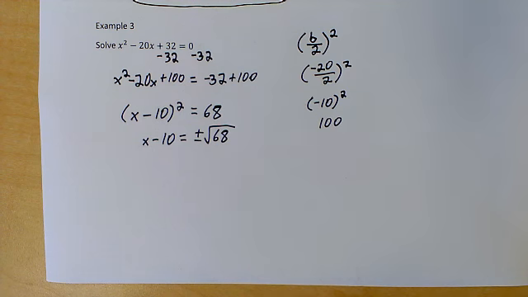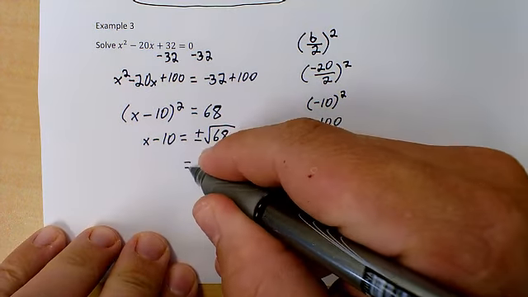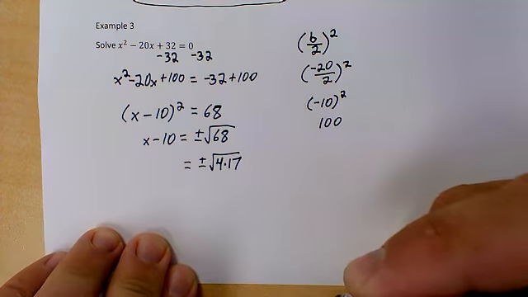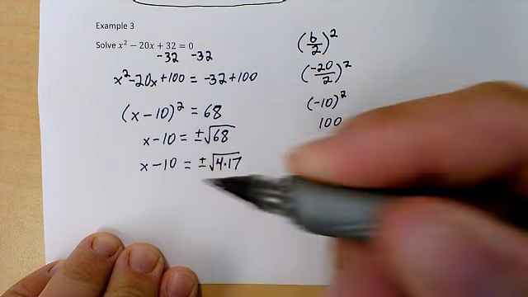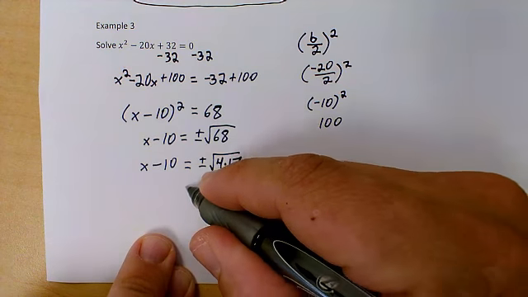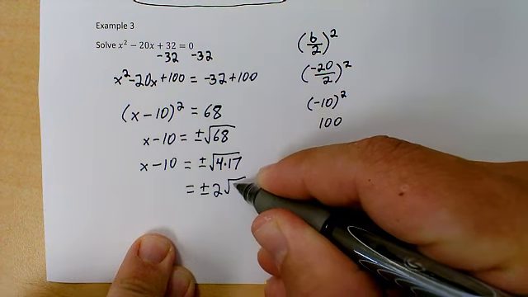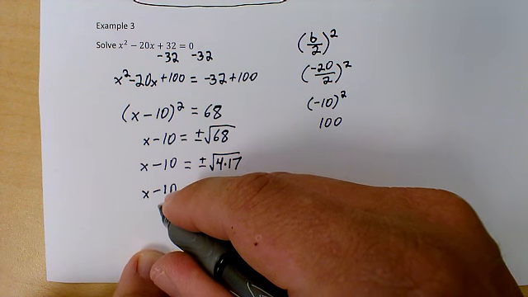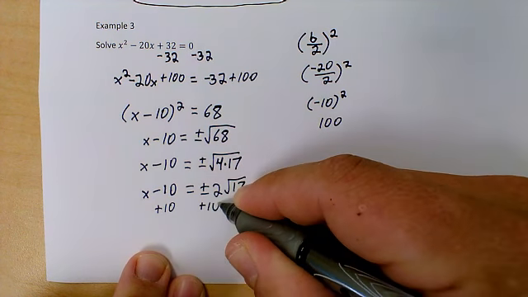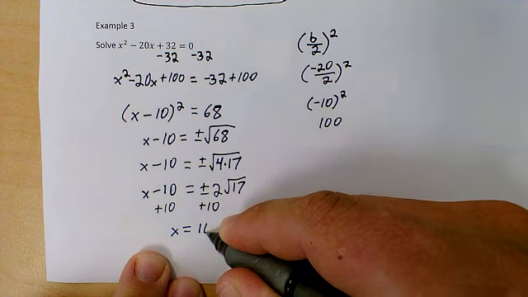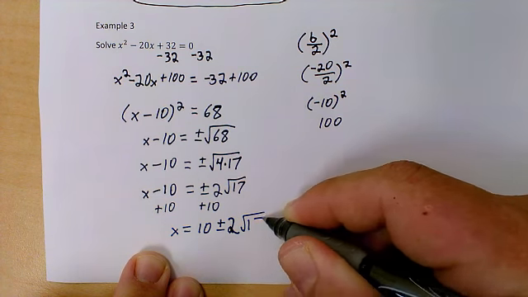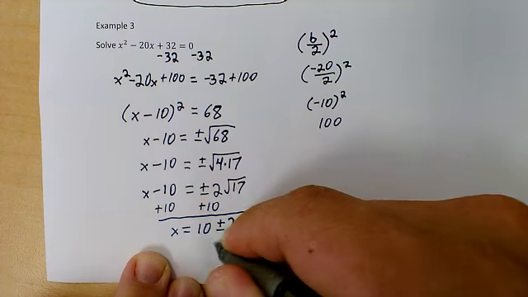Now I have to simplify the square root of 68. I've already figured out that 68 could be divided by 4. That's the only perfect square that actually goes into it. It goes into it 17 times. Now I'm going to square root the 4, which will be 2. 2 root 17 is what x minus 10 is equal to. One last step and we're going to be done. We're going to add 10 to both sides. So x is equal to positive 10 plus or minus 2 times the square root of 17.